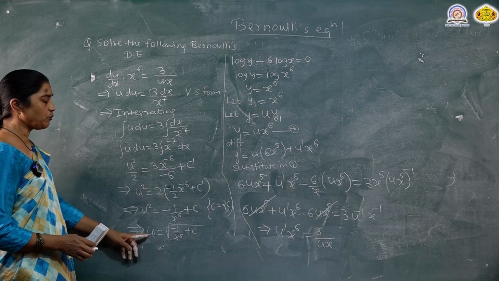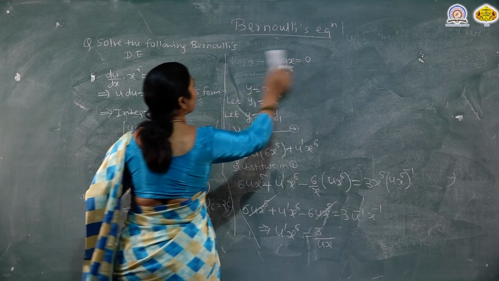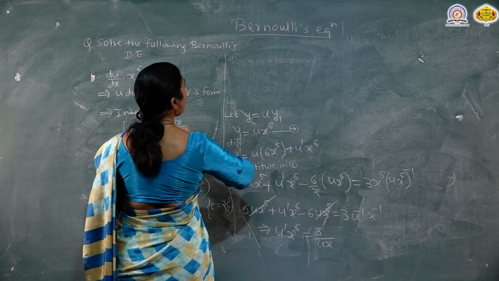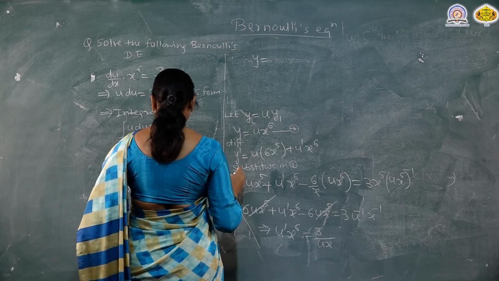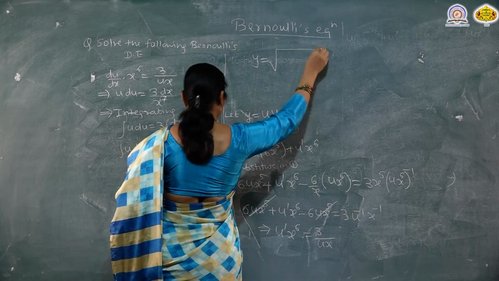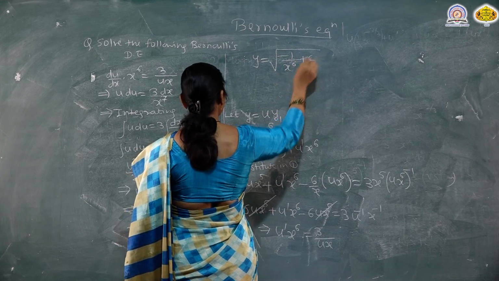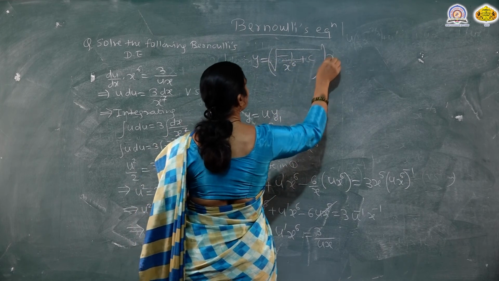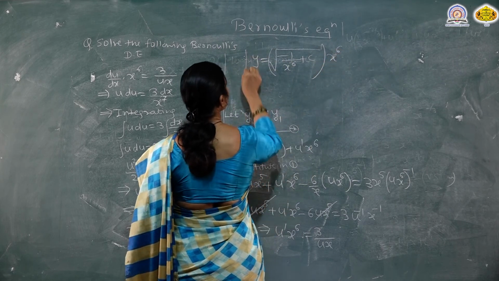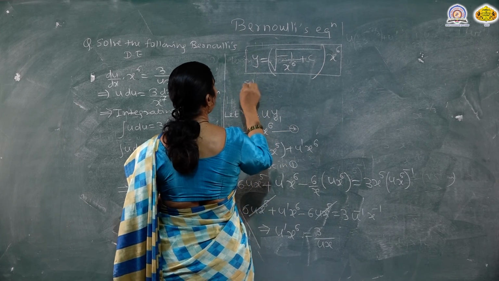Once we get the value of u, we are able to put this value in y, and therefore our solution becomes y is equal to u, which is nothing but root of minus 1 upon x raised to 6 plus c, into x raised to 6. So this is the final solution of Bernoulli's equation.